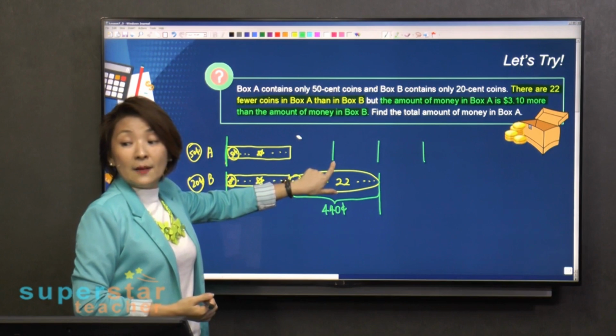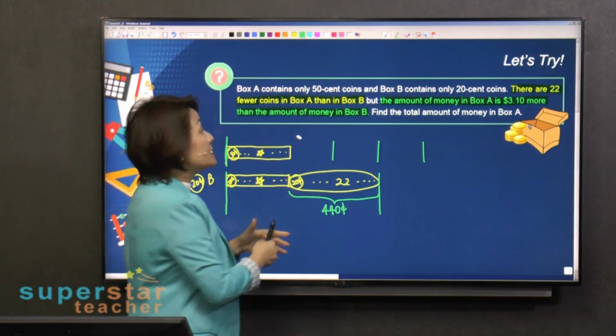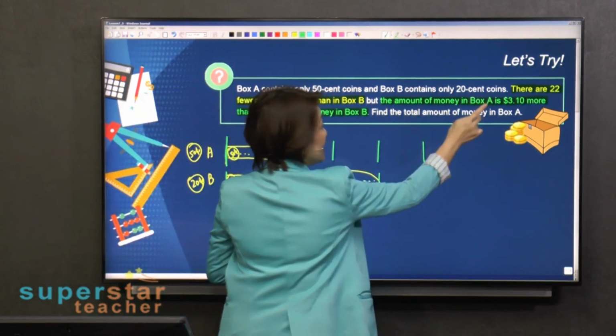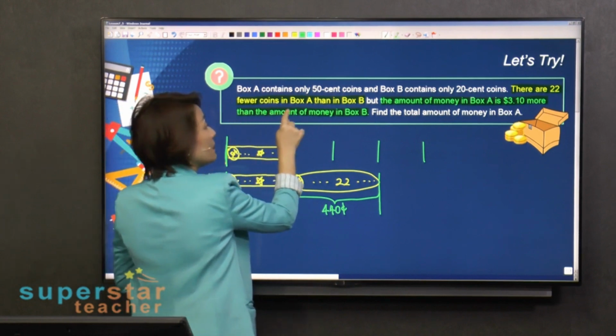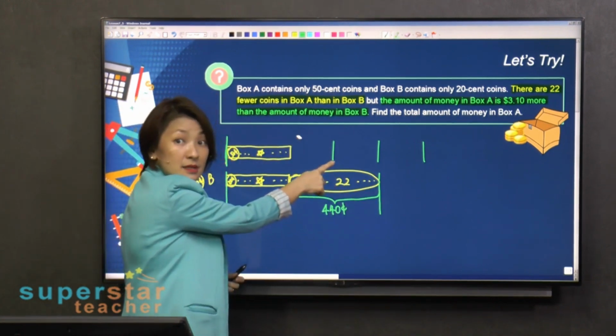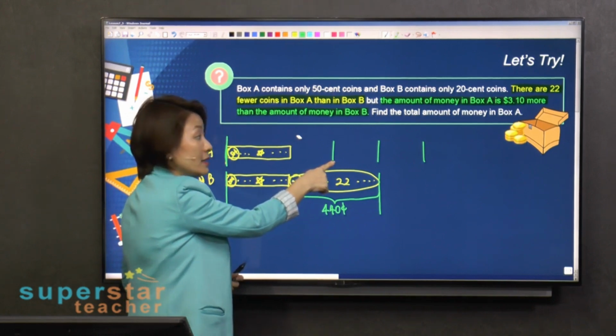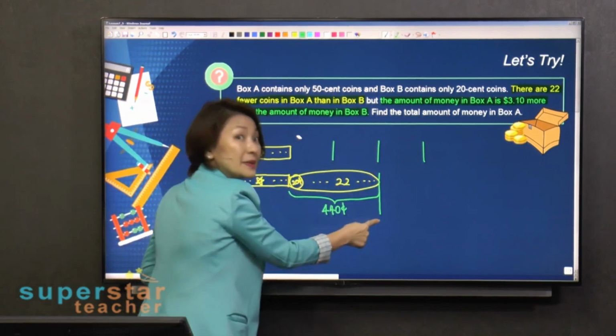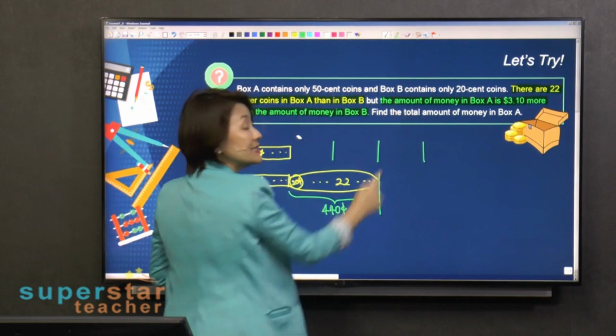No. Why? Because the question says the amount of money in box A is $3.10 more than the amount of money in box B. Box B ends here. Can box A end here? Cannot. Okay? How about here? Exactly the same. Can or not? Cannot. Why? The question didn't say it's equal.